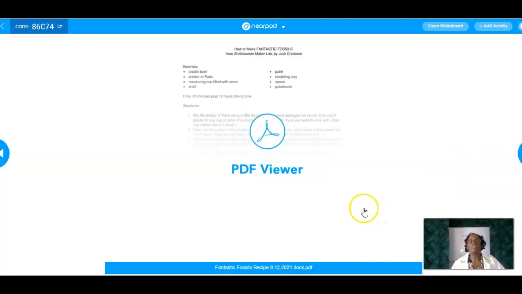Now, this is also in the lesson plan that you will be able to access through the Google Drive, but the PDF shows you how to make fantastic fossils. You also will be able to look at the video that will be attached to this that you can watch as much as you want or as little as you want.